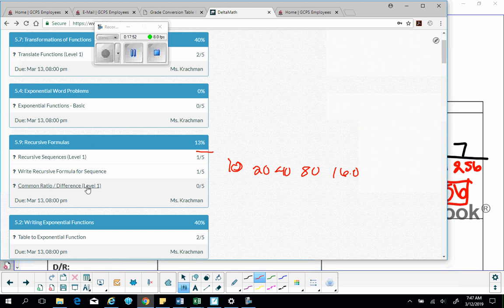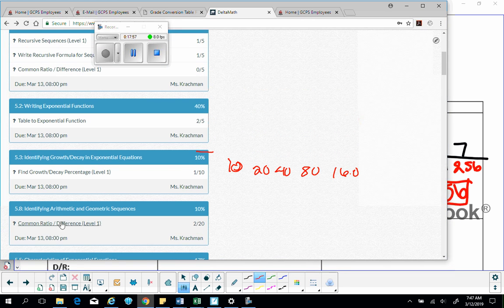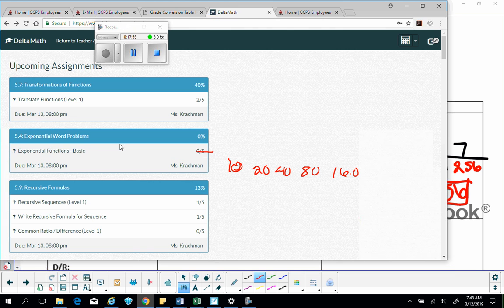And this one you already did, so I'm going to remove this one. This one was from last class. So common ratio and difference is right here. So you already did it, or just work on it on that. I'm going to delete it from this delta math. So it's just those two. Sound good?